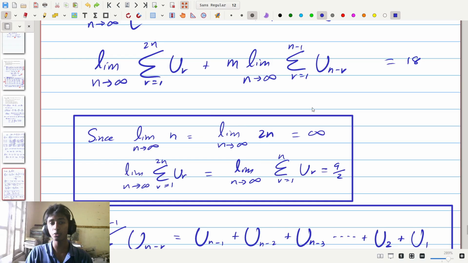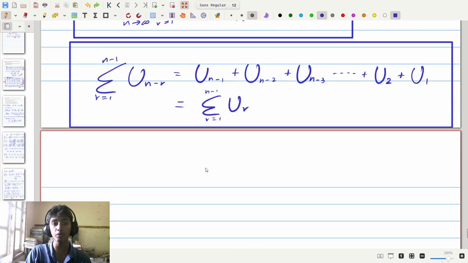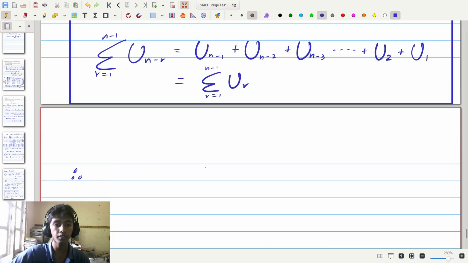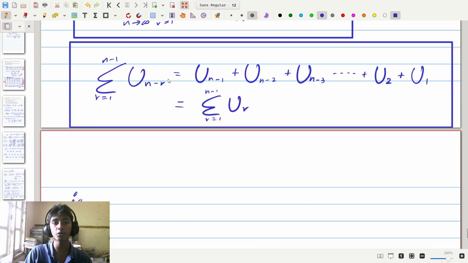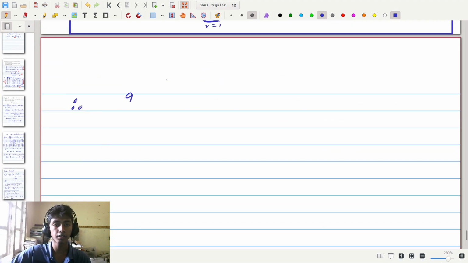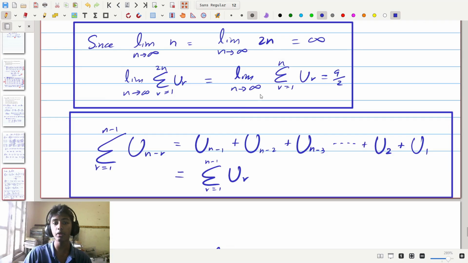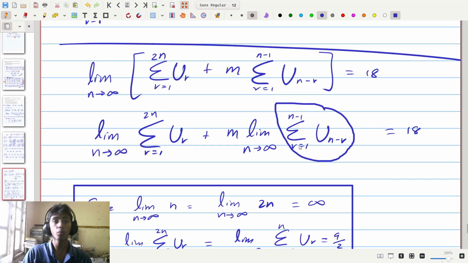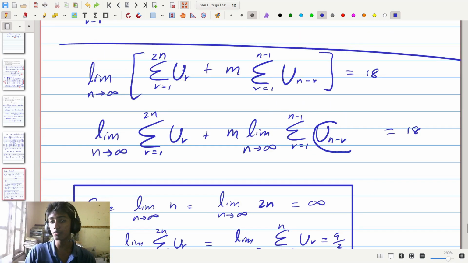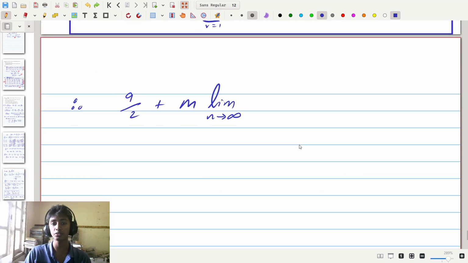Now, doing both of those changes, using both of these substitutions, we can see that therefore the left bit here is going to be 9 over 2, so we have 9 over 2, plus m times the limit as n approaches infinity, and for the second bit we're going to replace this sum here with the sum from r equals 1 up to n minus 1 of u of r, and that's all going to be equal to 18.